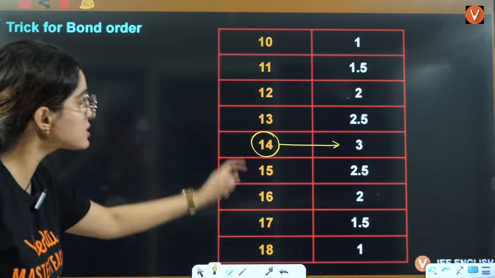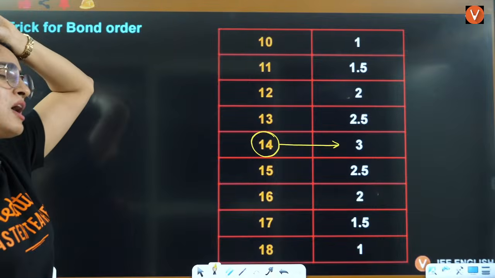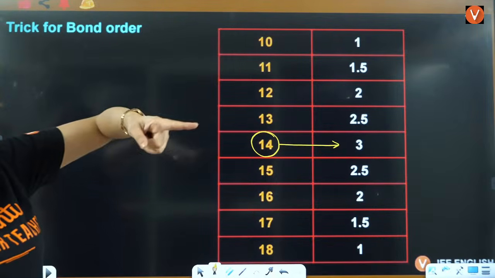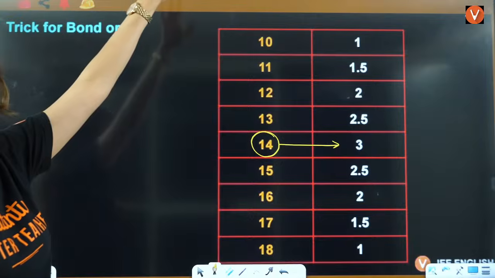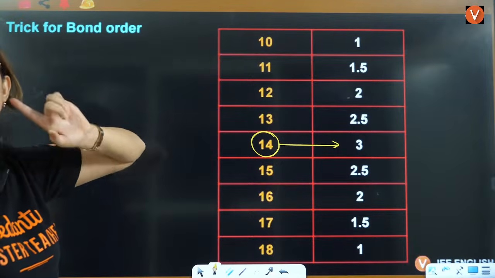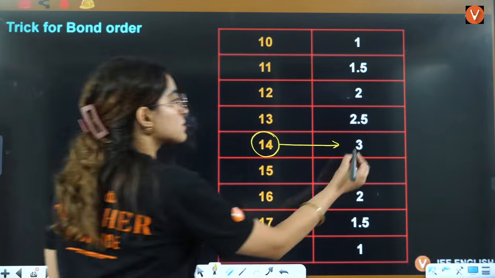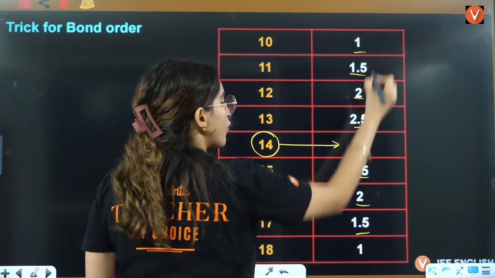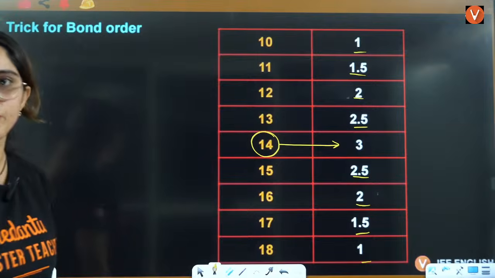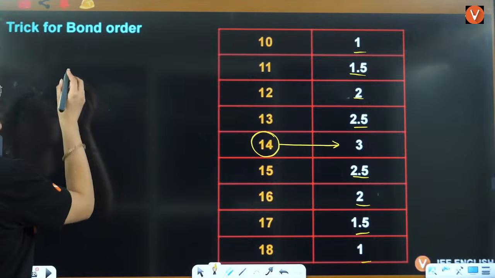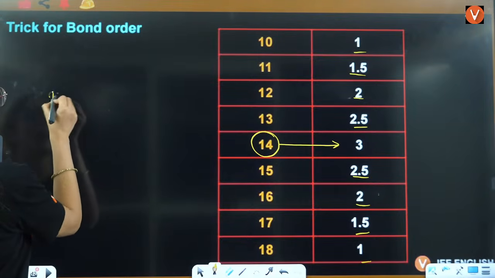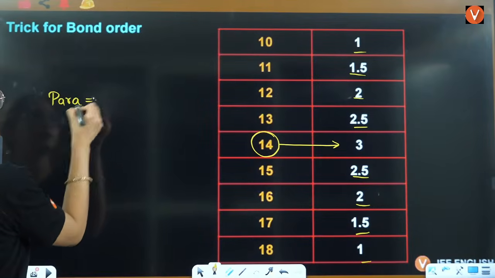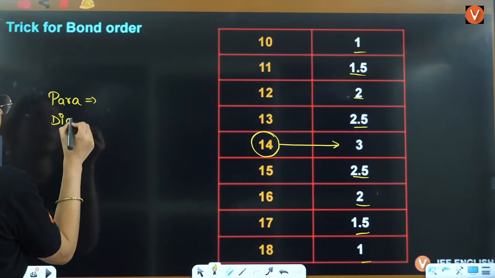When you increase the number of electrons by 1, or decrease the number of electrons by 1, the bond order is going to decrease by 0.5 each time. Okay, always remember that. And also remember this for paramagnetic and diamagnetic.